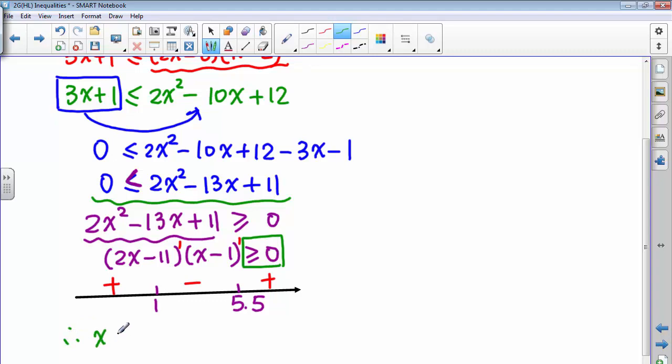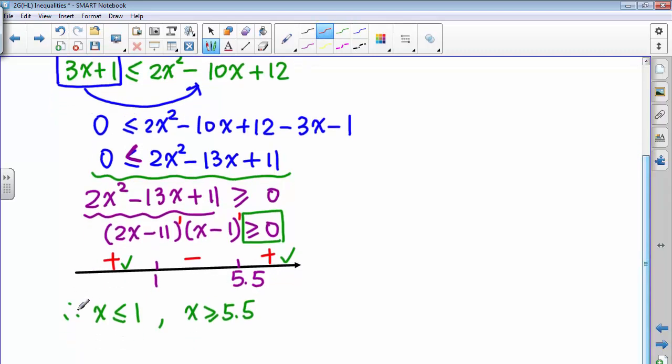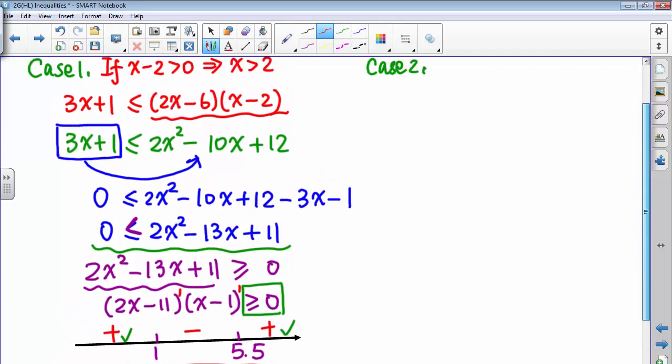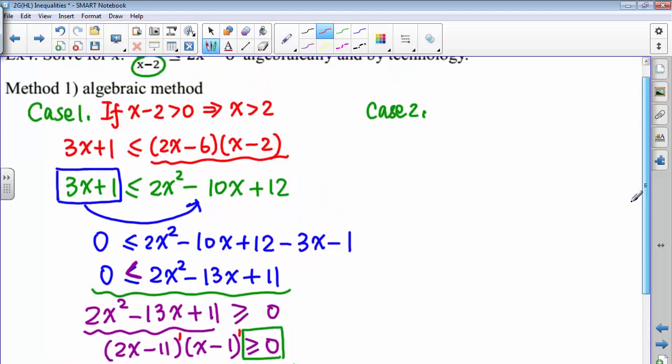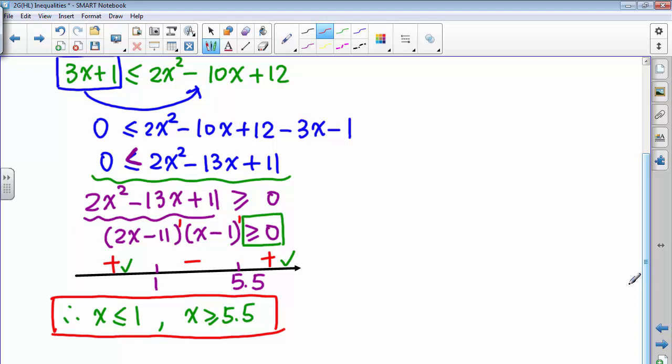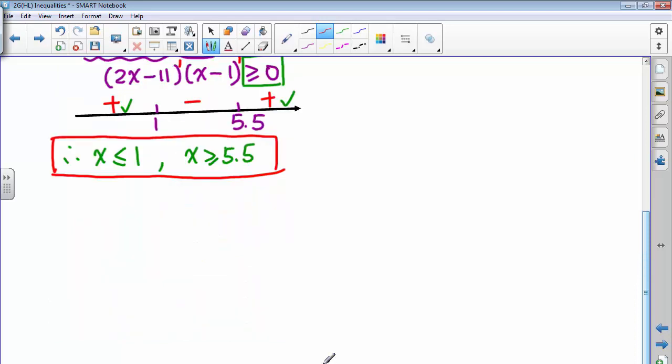So the x values should be less than or equal to 1. I take this positive interval. And the other positive interval is this one: x is greater than or equal to 5.5. But you need to remember, when you got this solution, you found the solution based on this condition. So it's the same as example 3. Then I need to find the overlapping part of this one and x is larger than 2.